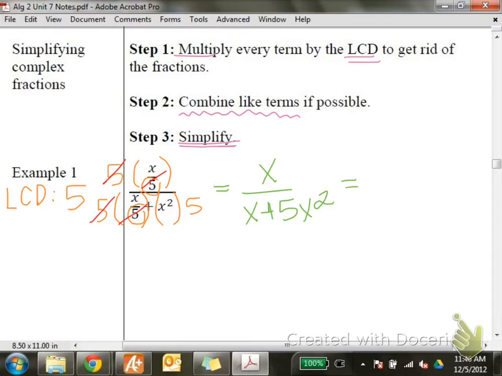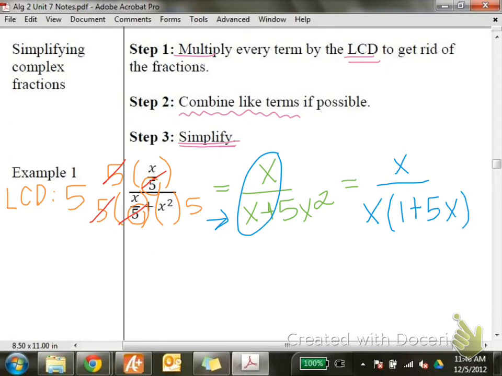Well, I'm not done simplifying. The x's don't cancel here because they are attached by addition. But what do you notice about the denominator? It has a GCF of x. So we have x over x times 1 plus 5x.